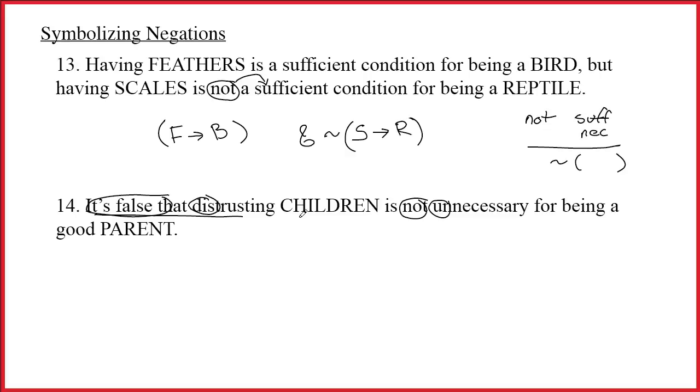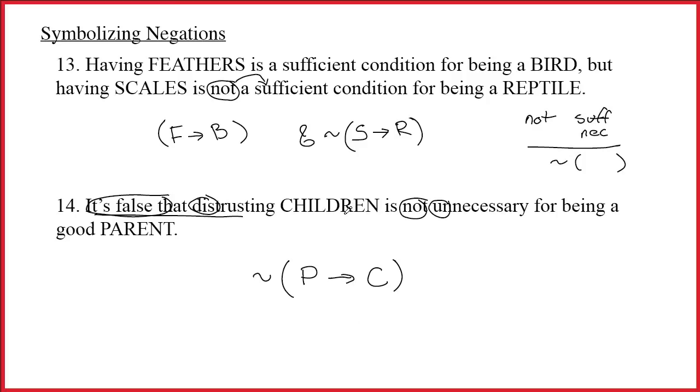Let's begin by symbolizing the positive underlying relationship. And the positive relationship is that trusting children is necessary for being a good parent. Well, what is necessary is the consequent. Trusting children is necessary, so trusting children is necessary for being a good parent. That would be P arrow C. Now let's go back and put all the tildes where they belong. It's false that is always a way of negating an entire sentence. And yes, that one needs to be outside parentheses.